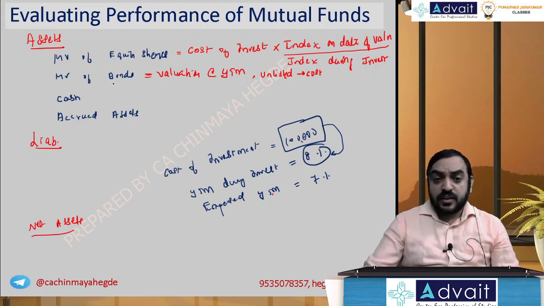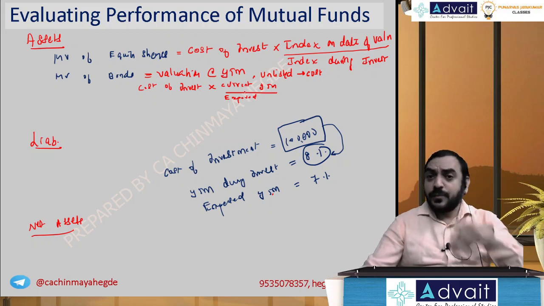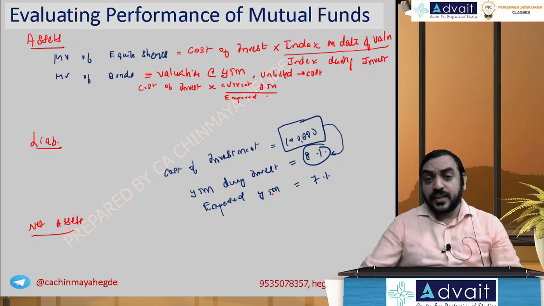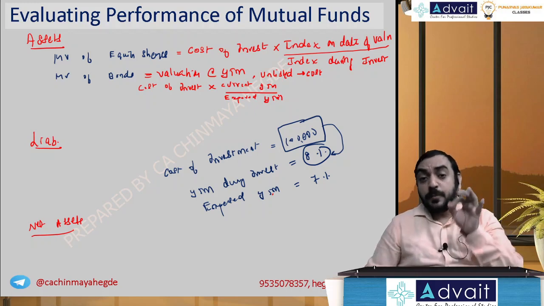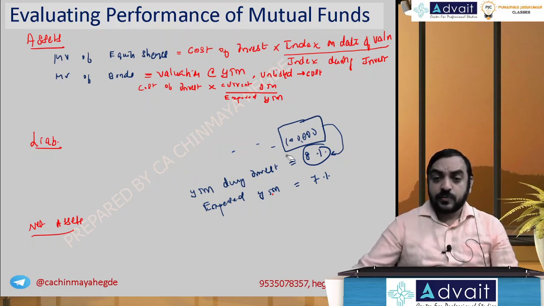In other words, we can write: cost of investment multiplied by current YTM, divided by future YTM or expected YTM. Current YTM can be the coupon also if the coupon rate is given. But the denominator is the expected YTM. Current YTM divided by expected YTM, if information is available like this.